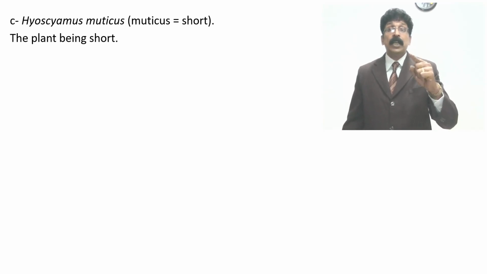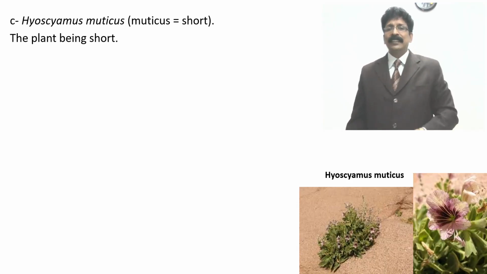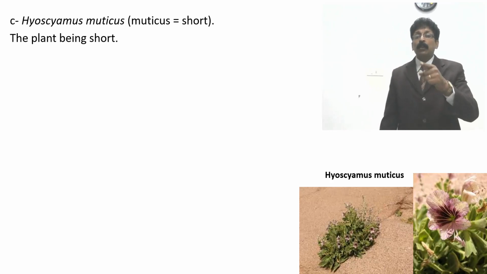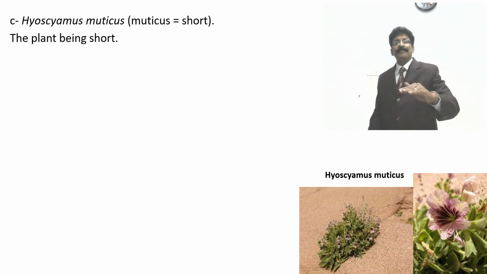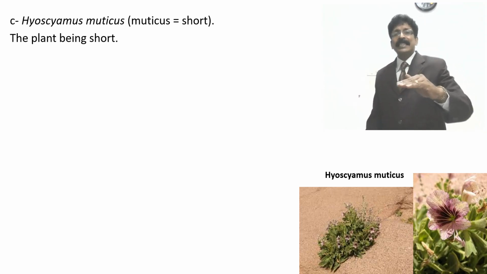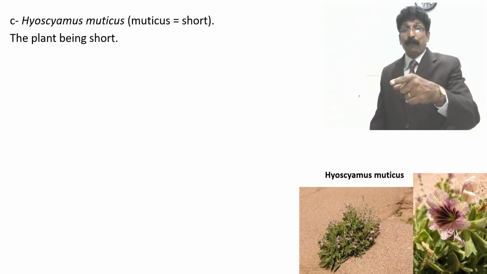Short. The plant is short, you can see that. Look at the plant Hyoscyamus muticus in the picture which I am showing in the slide. Short plant. So short is the meaning of muticus. Flower, beautiful flower. Can you see that purple flower?